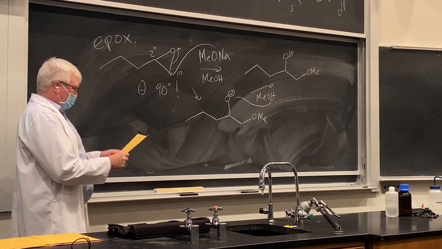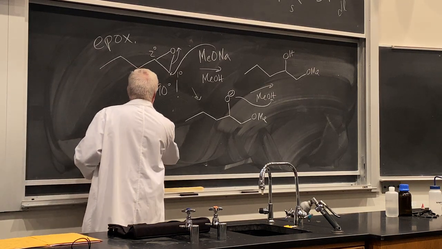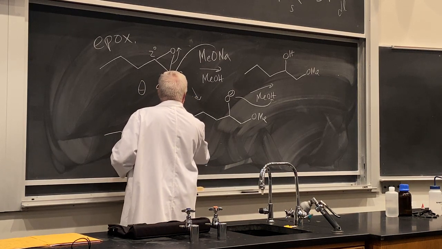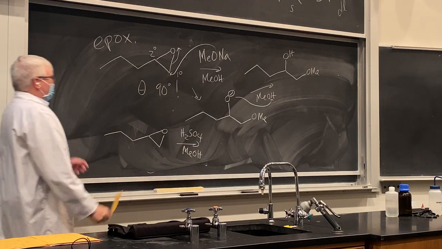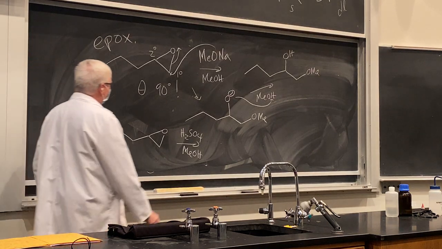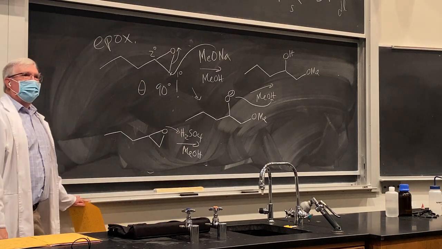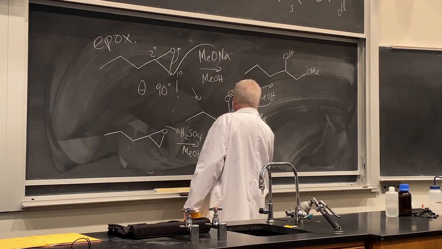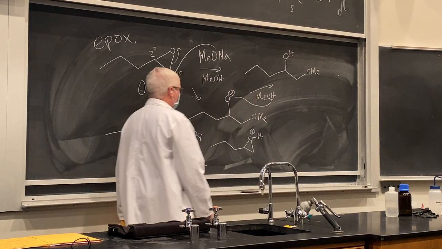Now, let's compare this reaction, same substrate, but let's do it in acid, H2SO4 in methanol. Okay, same epoxide. What's going to occur here? Well, we can protonate the ether oxygen of the epoxide first. So different mechanism. We're under strong acid conditions now. Here's our hydronium ion of the epoxide.